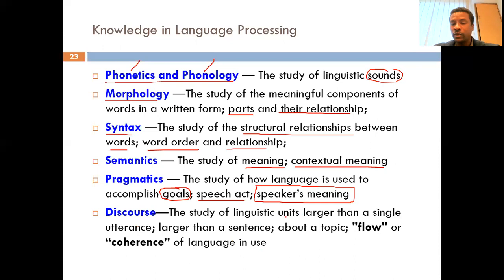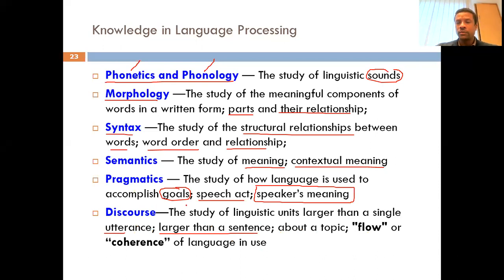So the study of the linguistic unit, larger than a single utterance, larger than a sentence, or about a topic, or about a flow or a coherence in a language is what we call discourse. Discourse means a larger conversation. So please remember all these different levels of knowledge of a language.